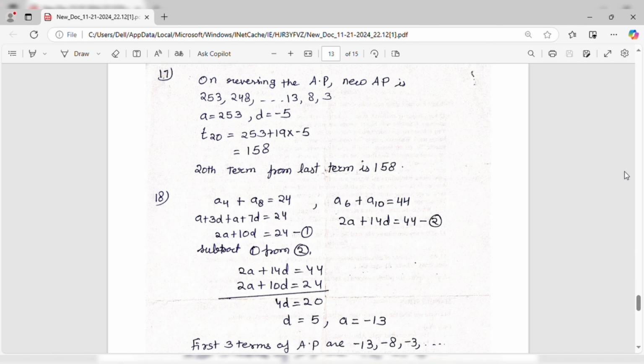So we will take d as negative 5 and a is 253. So the 20th term would be 253 plus 19 into minus 5, which is 158. So the 20th term from the last term is 158.